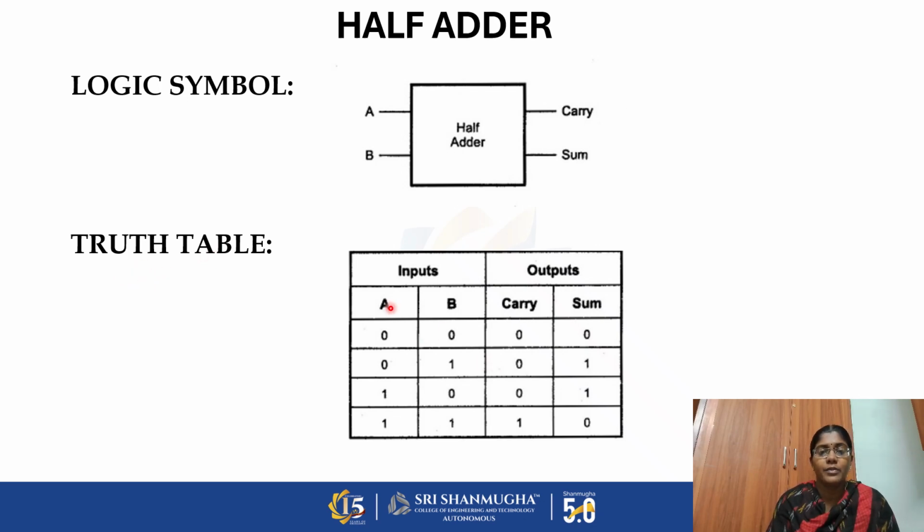Here we can see the truth table of the half adder. We have two single digit inputs, so totally four combinations: 0 0, 0 1, 1 0, 1 1. If you add 0 plus 0, the sum will be 0 and the carry will be 0. 0 plus 1 is 1 and the carry is 0. 1 plus 0 is 1 and the carry is 0. 1 plus 1 is 1 0, right? So the sum is 0 and the carry is 1.